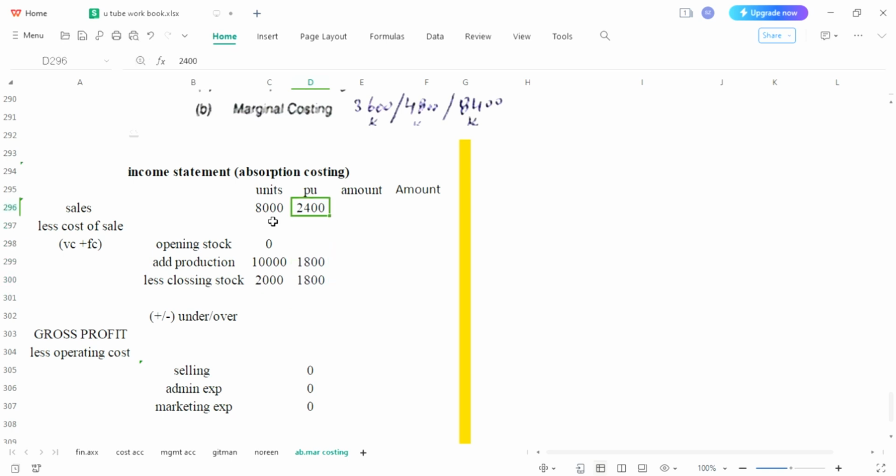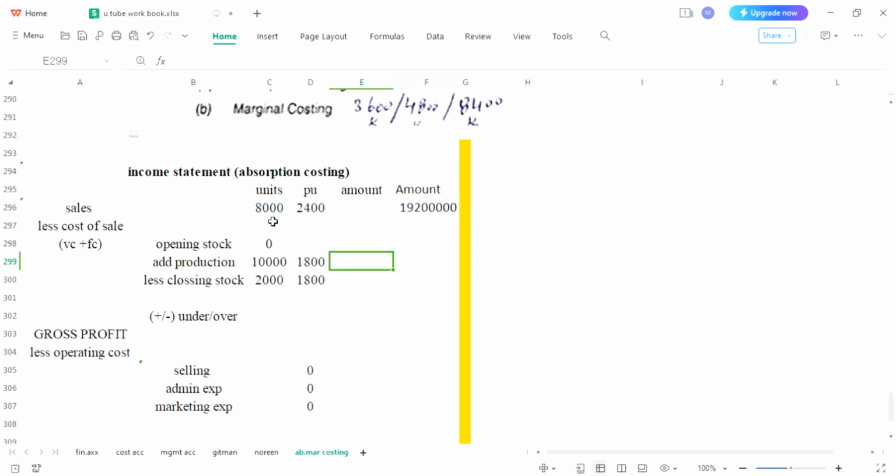Everything is completed as opening stock is not present, so our production cost is completed. Sale unit per unit is completed, so now we can calculate amounts. Whenever you want to calculate amount, you need units, and per unit of sales 8,000, and you need to multiply it with per unit 2400. So we have got our sales.